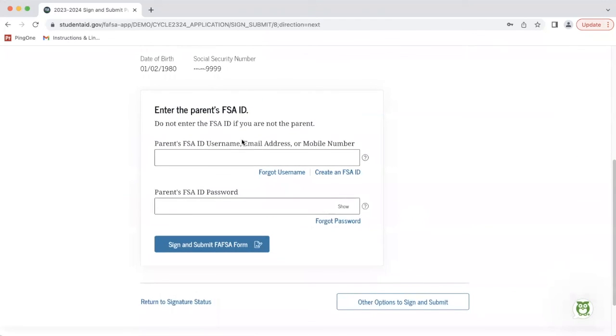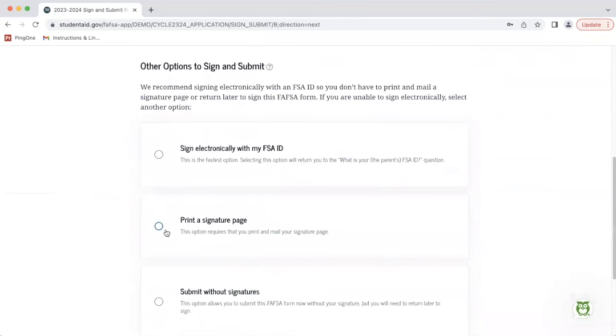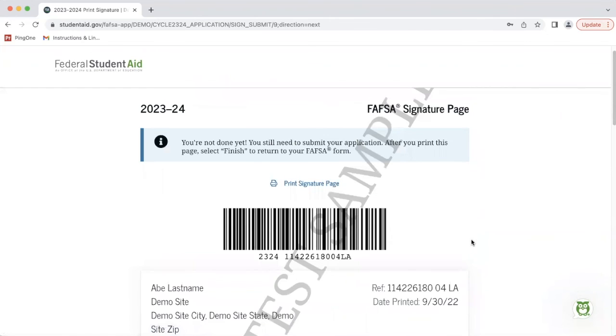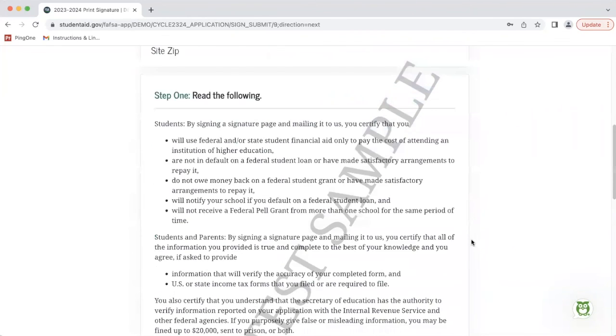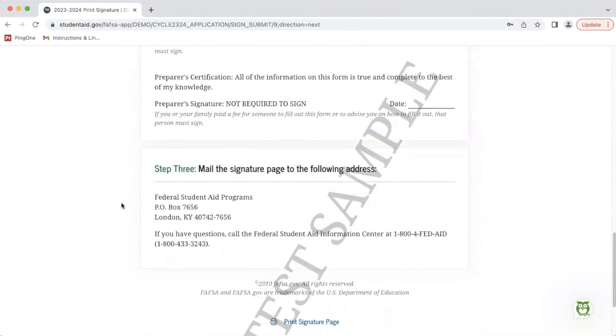If they're unable to provide an FSA ID, there are other options to sign and submit, though, such as printing a signature page and mailing it in. The FAFSA will still be processed. It'll just take a little bit longer for it to go through. This is what that signature page would look like. And this is where they would mail it to.